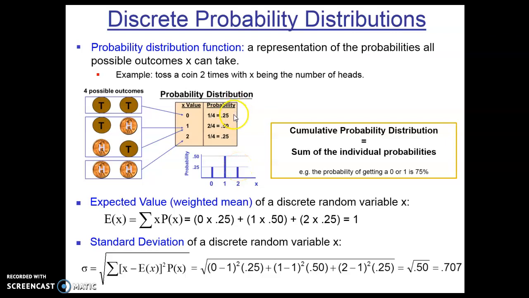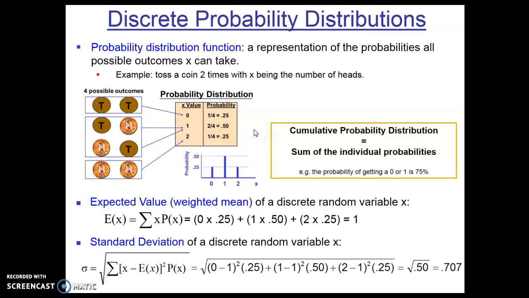Now, these are the discrete probabilities, but oftentimes we might want a cumulative probability distribution. And this is nothing more than the sum of the individual probabilities. You're essentially saying, what is the probability of a value up to that point? Well, let's say 1. What is the cumulative probability of 1 head? Well, we would look at the probability of 0, and we would add to that the probability of 1. So it'd be 75%. In other words, the probability of getting a value of 0 or 1 is 75%.